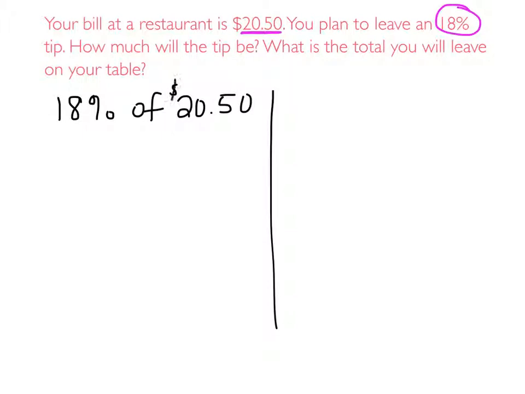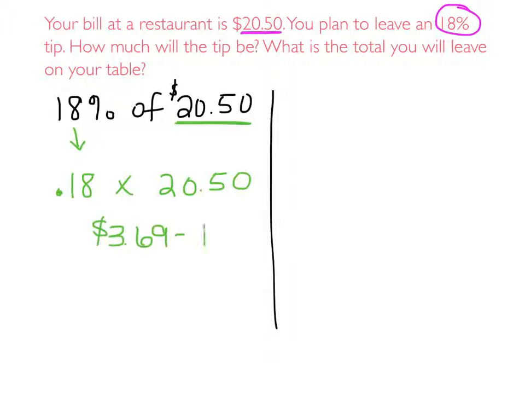All right, so the first way that you can do this is you may change this to a decimal, which is 0.18. You can multiply it by the whole because that's your total bill. That's the whole. So times 20.50. Okay, if I do that, 0.18 times 20.50, I get $3.69. Okay, so that's going to be my tip.